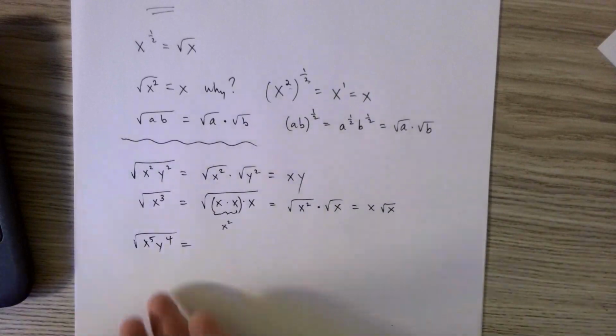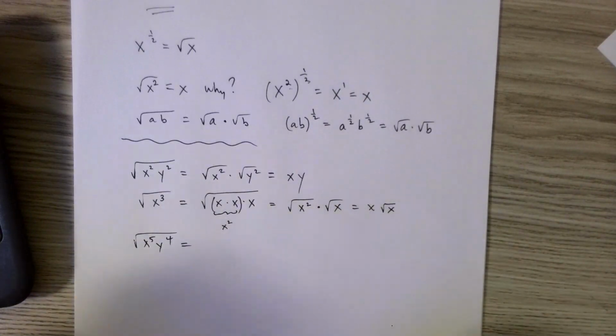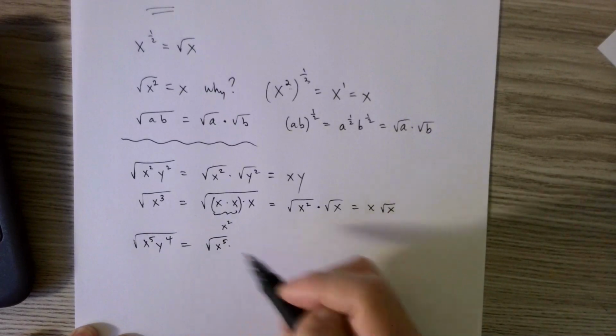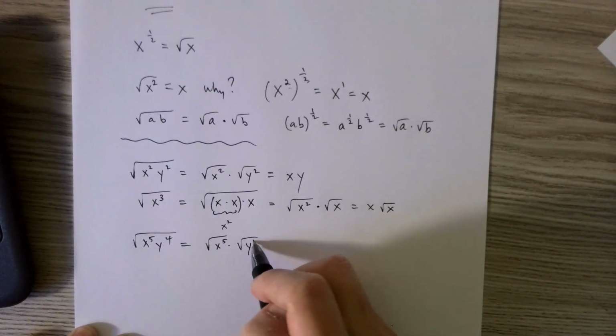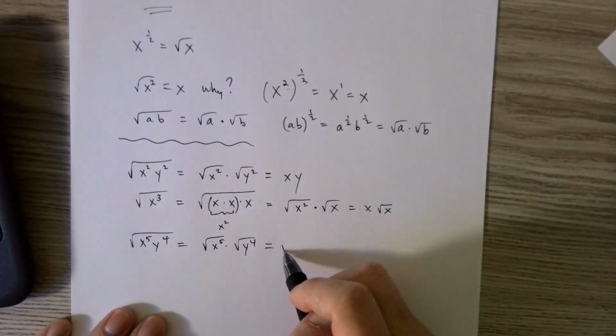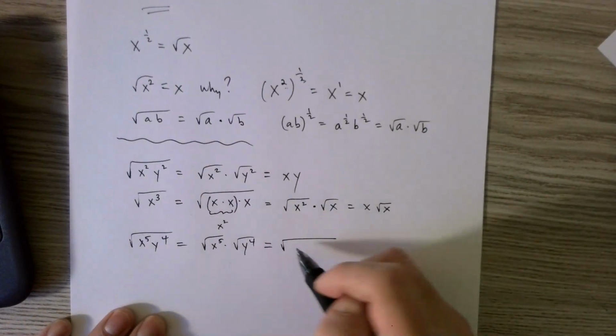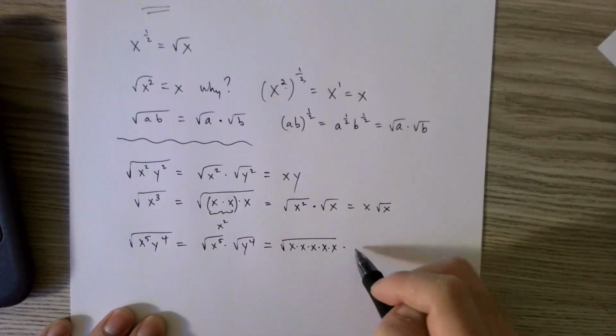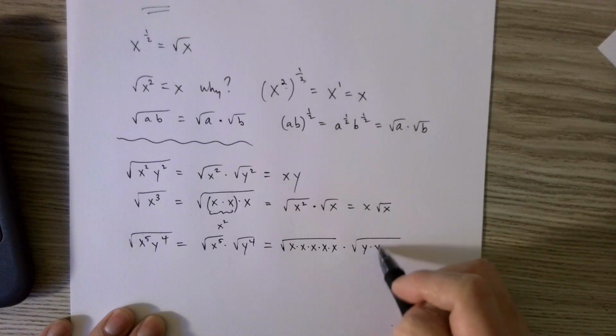Okay, I have x and y again with different exponents, so I'm going to split it up just like I did last time. X to the fifth, rad, y to the fourth. And I'll write this out the long way, and the y's as well.